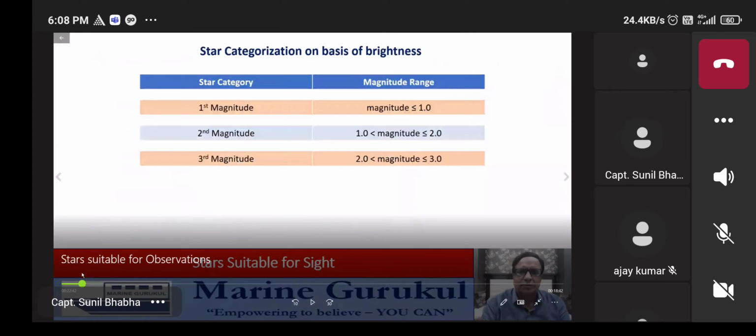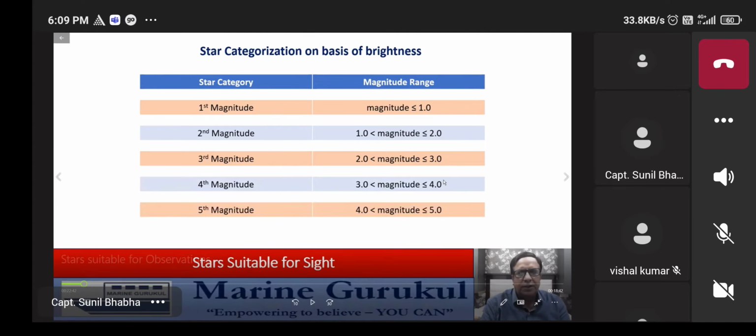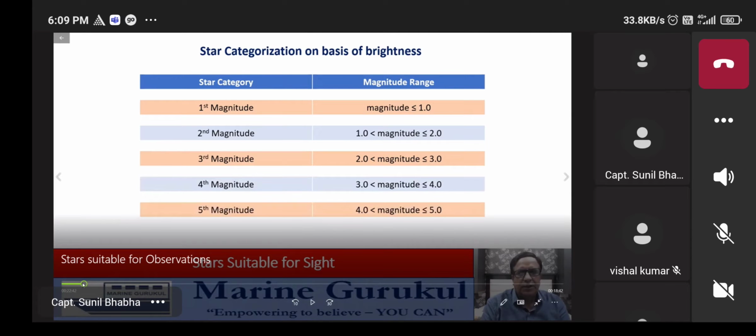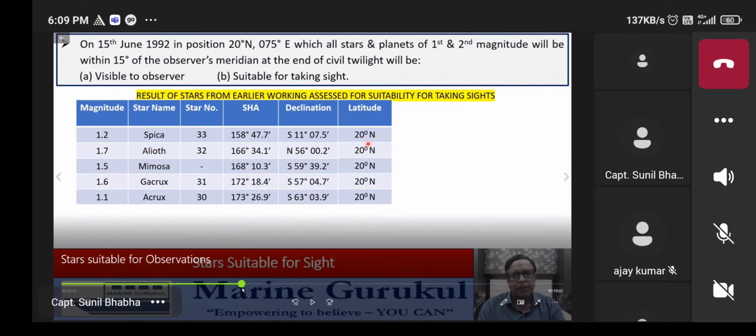No, that is done, sir. Yes, look here beta, these are the magnitudes. So if you see, first magnitude includes 1.0, second magnitude includes 2.0, third magnitude includes 3.0 and so on. Okay, so we have to include till 2, sir, 1 and 2 both. That is right beta. That's right. Okay sir.